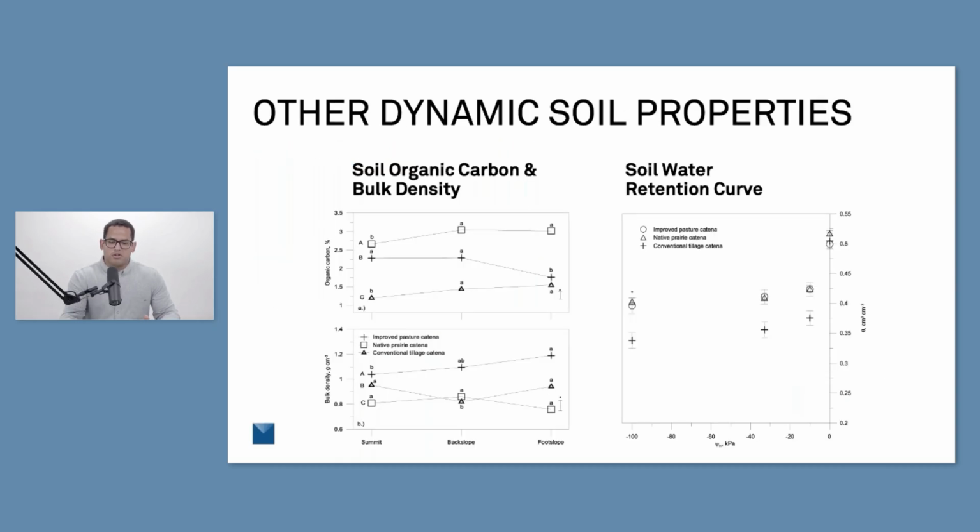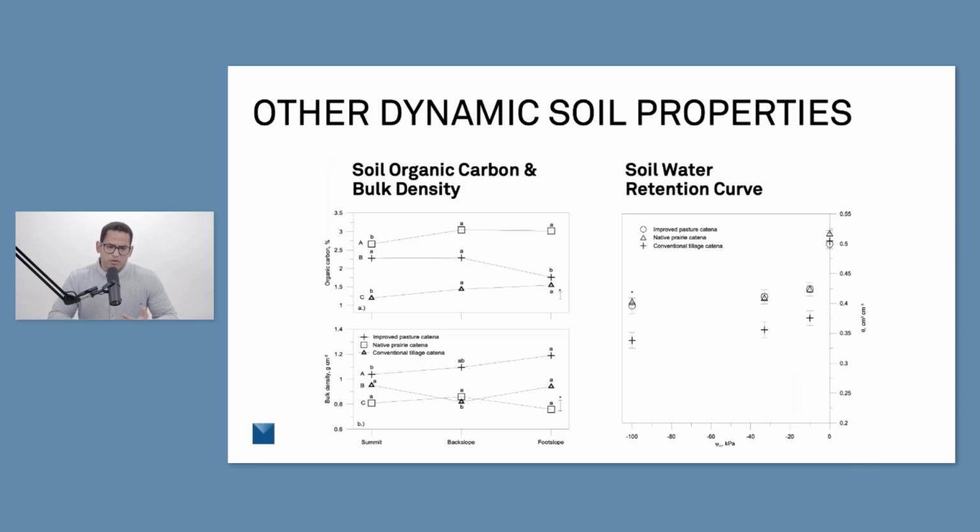Looking at some of the other measurements on this site, we also looked at things like soil organic carbon and bulk density. We also saw how the soil water retention curve was impacted by these different land uses. And what's really cool is if you just look at those three measurements, and these are all things that we refer to as dynamic soil properties, you can see a big difference in organic carbon across the three sites. We see the highest organic carbon, of course, in our native prairie site, the intermediate in the improved pasture, and the lowest organic carbon in the conventional tillage site.